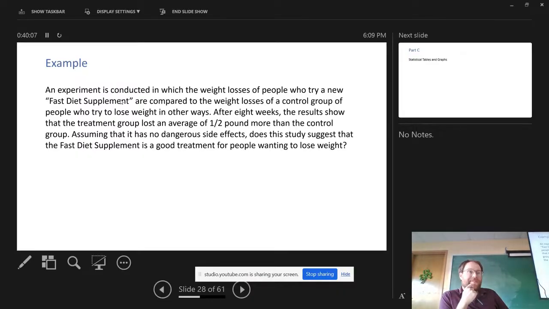Another one: the fast diet supplement users are compared to the weight losses of a control group who tried to lose weight in other ways. After 8 weeks, the results show that the treatment group lost an average of a half pound more than the control group. Assuming that there are no dangerous side effects, does that conclude that it's a good treatment for people wanting to lose weight? Based on the data.